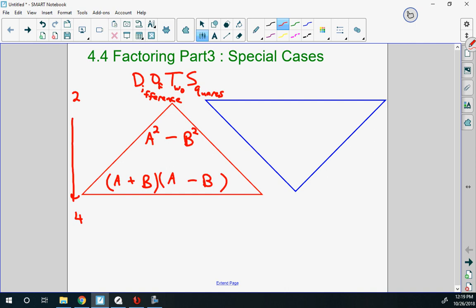Do you want to see an example of that now, or do you want to finish the notes and then do examples? Finish the notes and then look at examples.